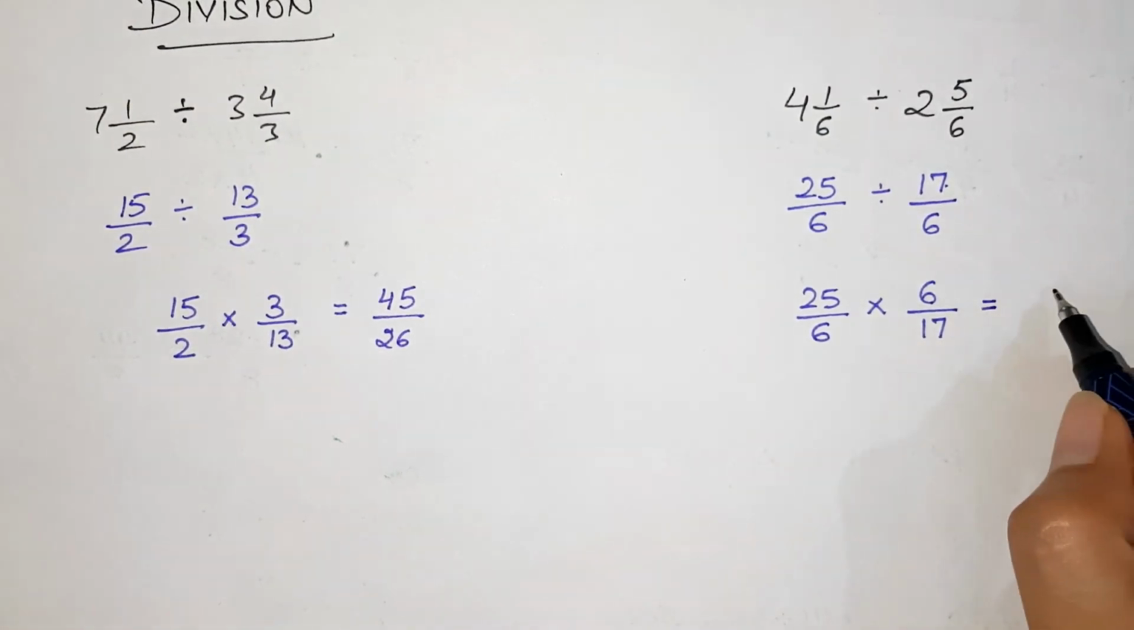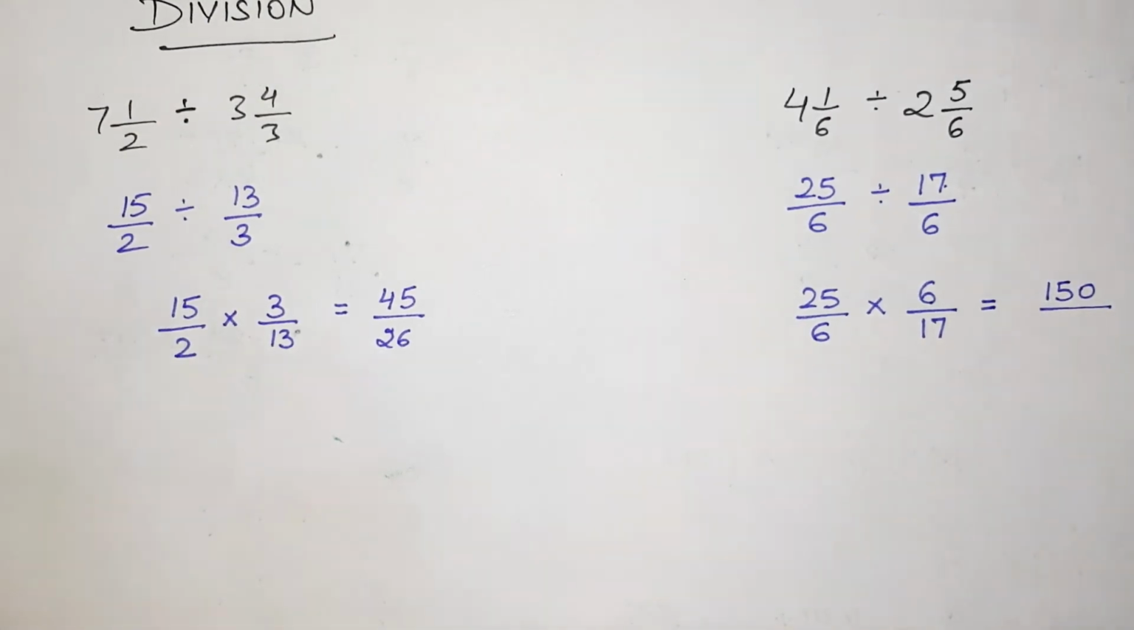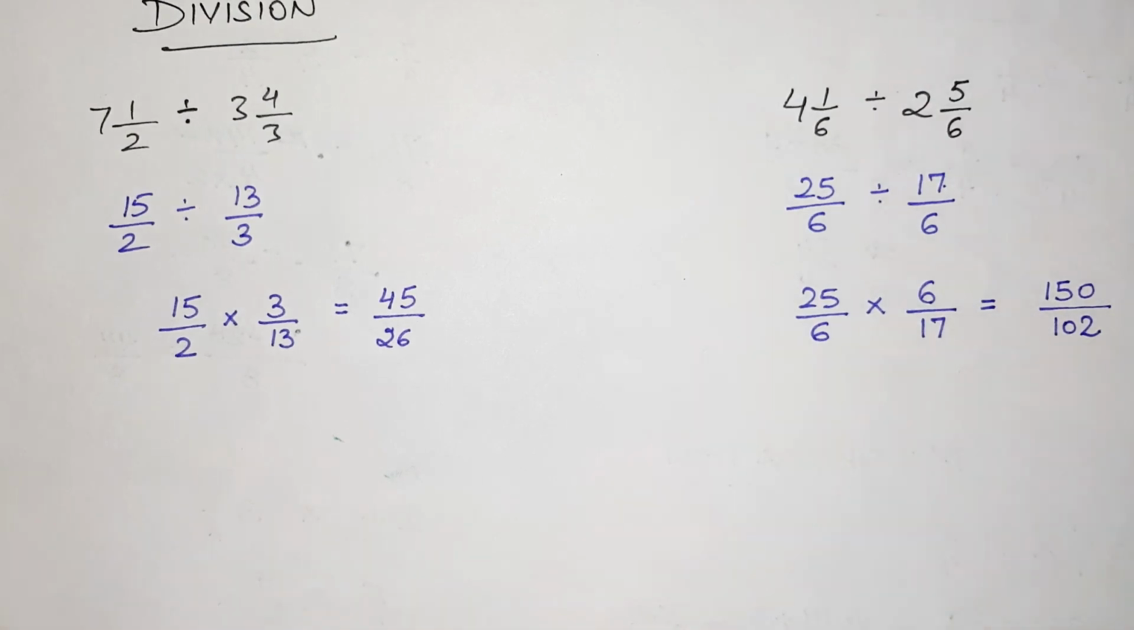25 6s are 150 and 6 into 17 is 102. I hope you understood today's topic.